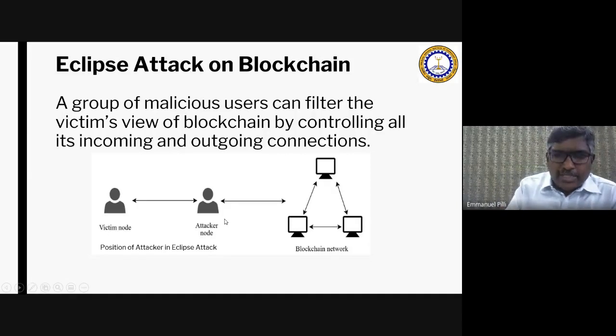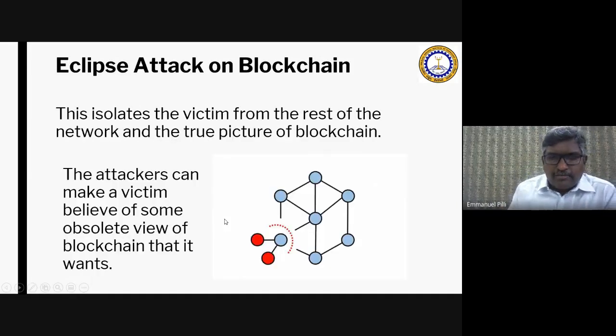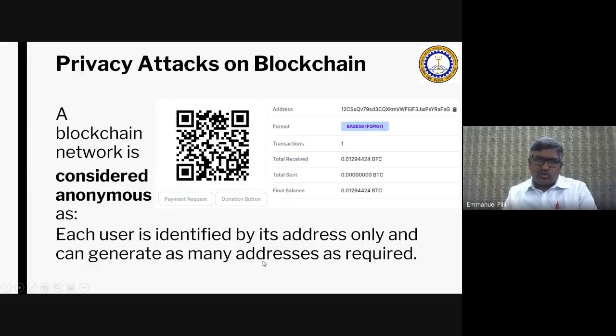So you can have an eclipse attack on the blockchain. You give the wrong information. This isolates the victim from the rest of the network and the true picture of the blockchain. So here you cut it out, and whatever this node is saying, you will believe, and this can give wrong information. The malicious node gives old data while the rest of the data is all updated, and it gives the wrong data to them, and then they lose out.